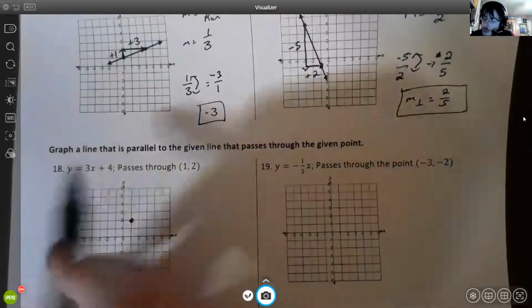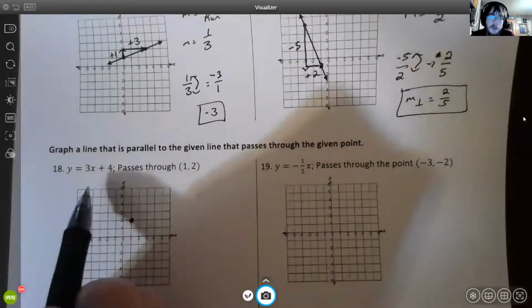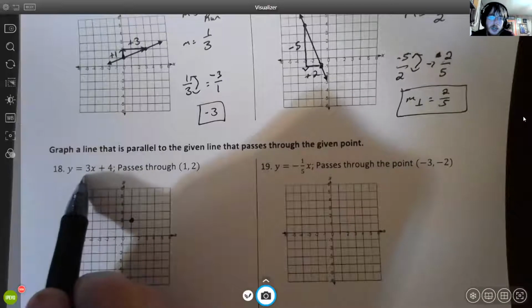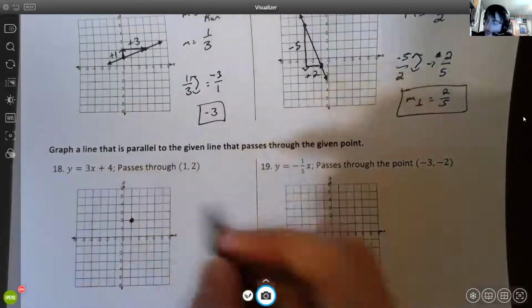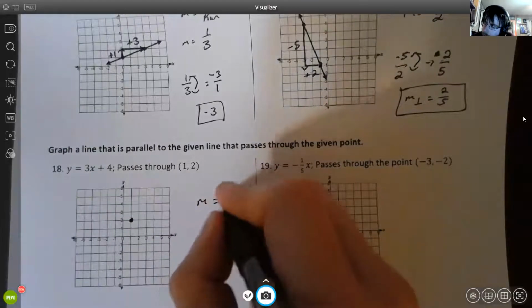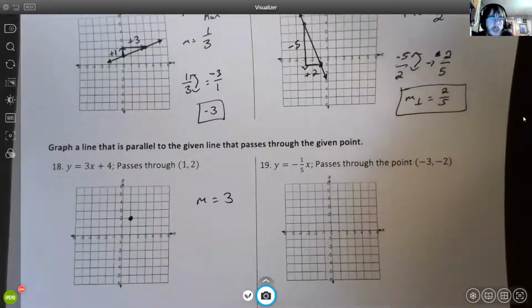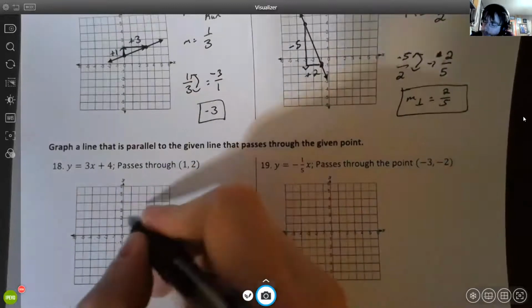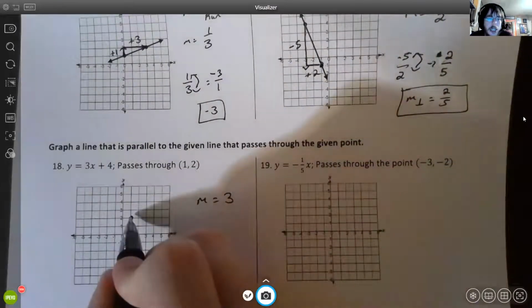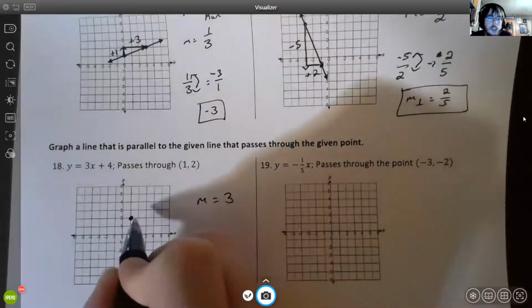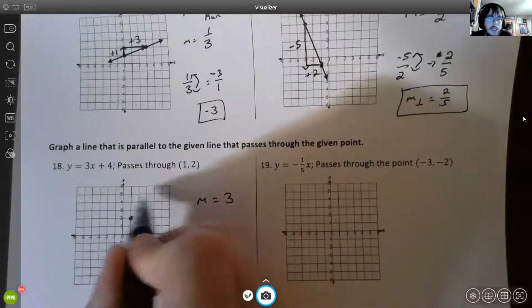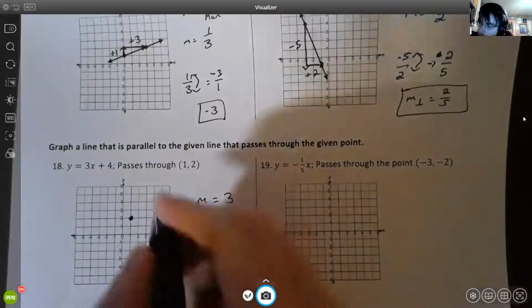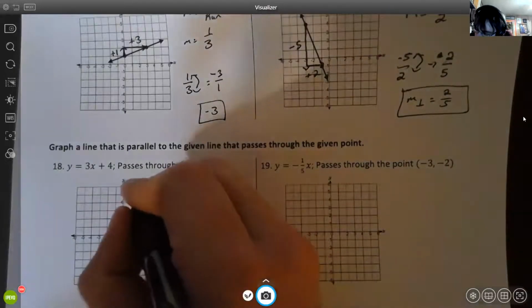Okay, well, y equals 3x plus 4. The slope of our parallel line has to be the same. So the slope that we have to use is equal to 3. So we're going to start at this point. Now, since it's 3, we're going to go up 3. And then since it's positive, we're going to go to the right 1. So up 3 to the right 1.